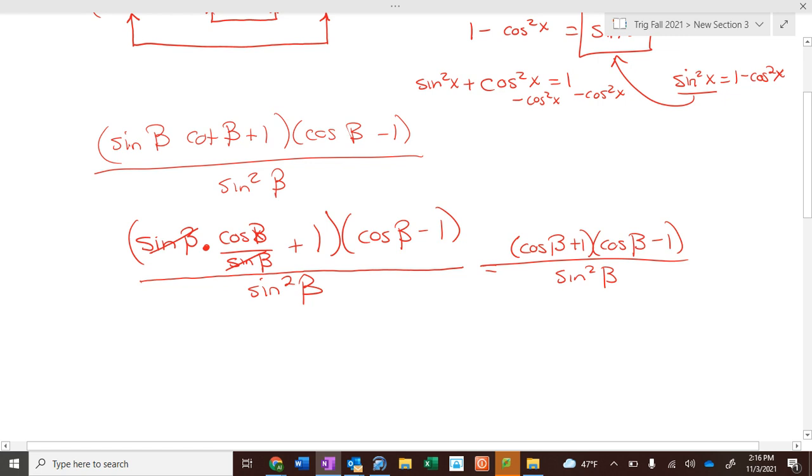What do you think I can do now in the numerator? FOIL. Because there are two binomials right there. So let's FOIL. Cosine times cosine is... outers. Inners. Last.